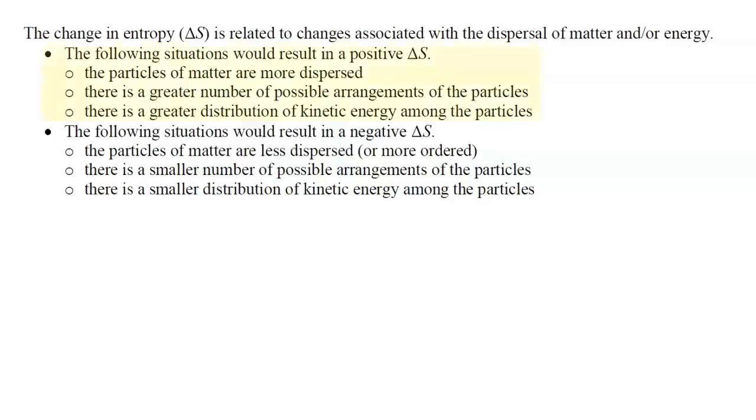The following situations would result in a positive delta S, or an increase in the entropy of the system. The particles of matter are more dispersed. There is a greater number of possible arrangements of the particles. There is a greater distribution of kinetic energy among the particles. The following situations would result in a negative delta S, or a decrease in the entropy of the system.